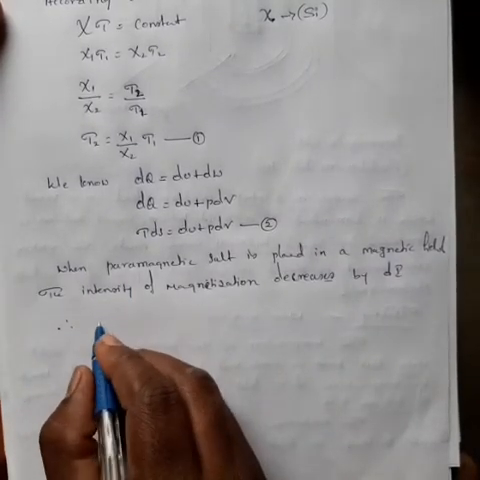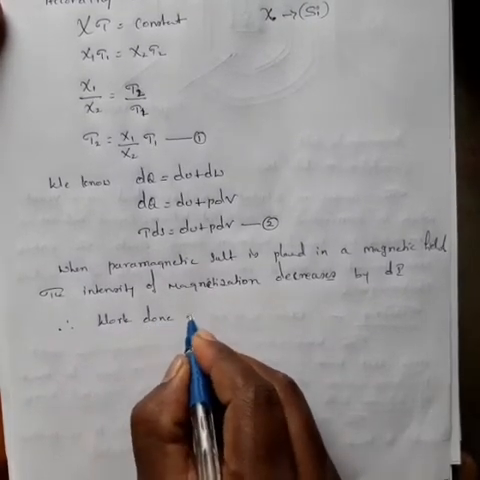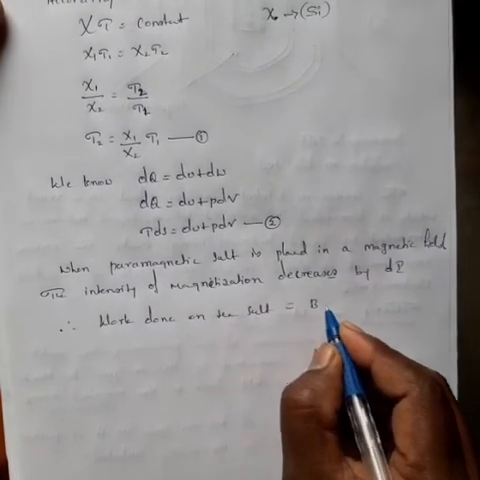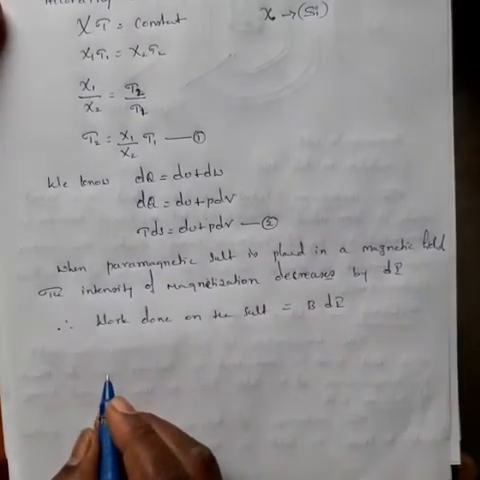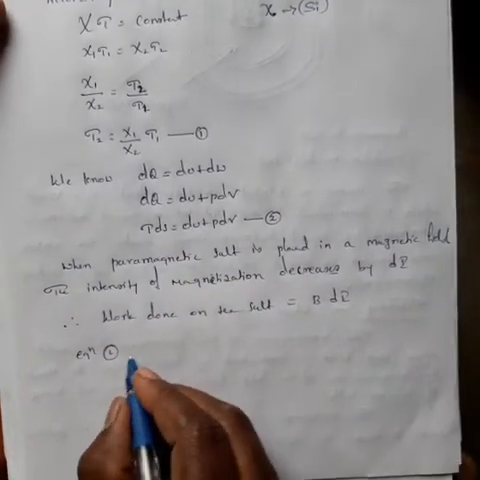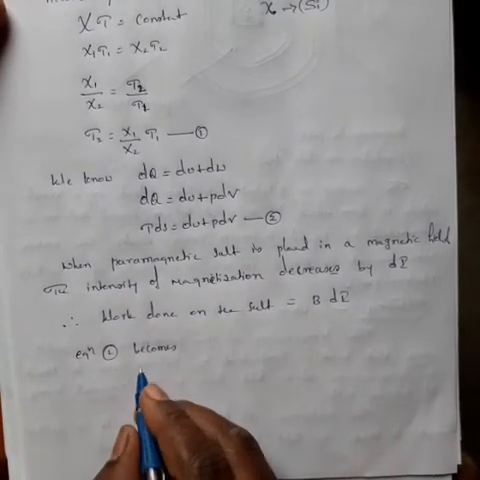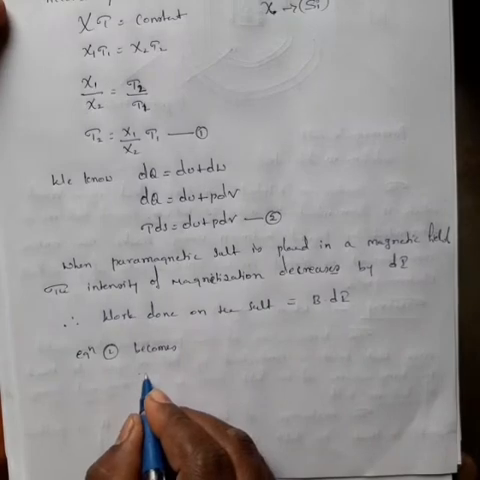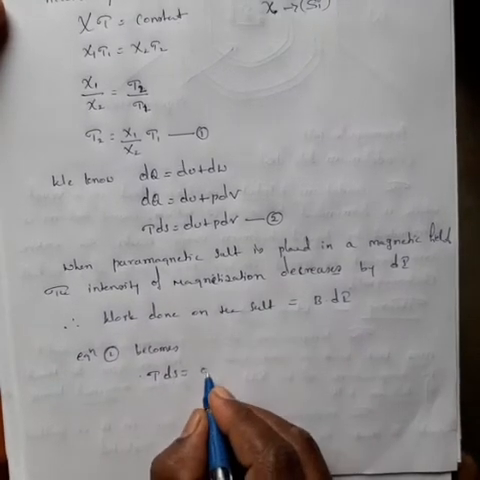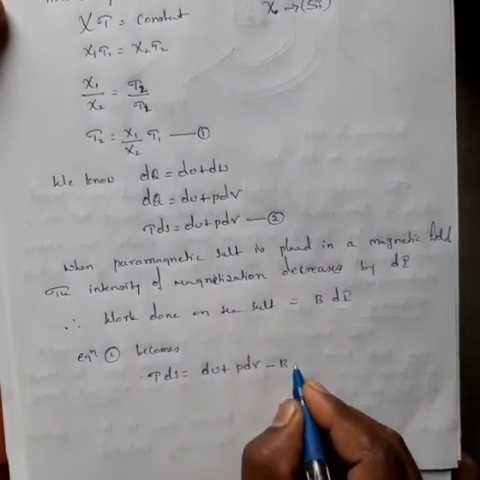So the work done on the salt can be represented by B dI. Therefore, equation 2 becomes TdS is equal to dU plus P dV minus B dI.